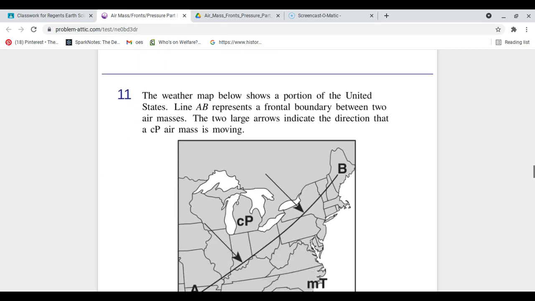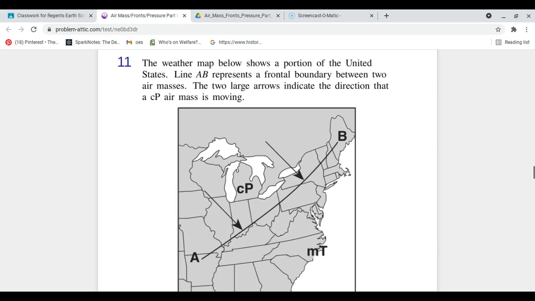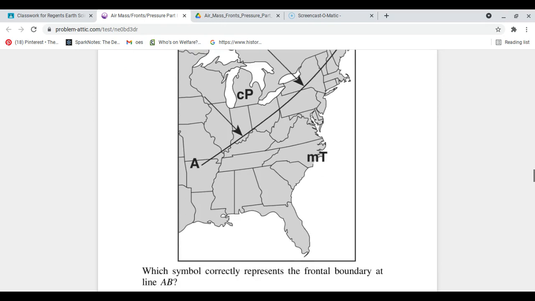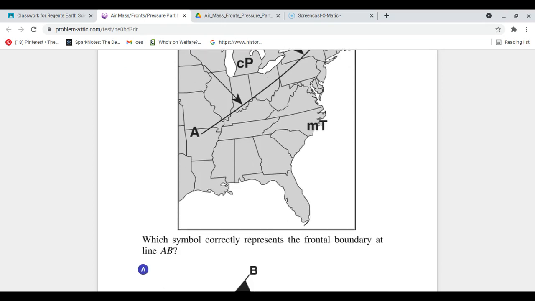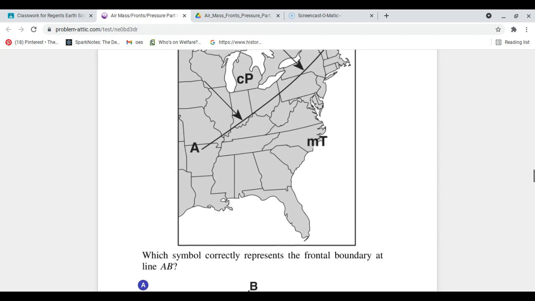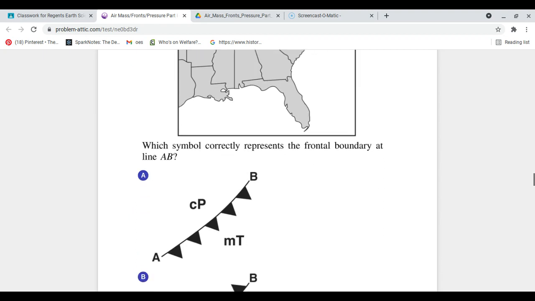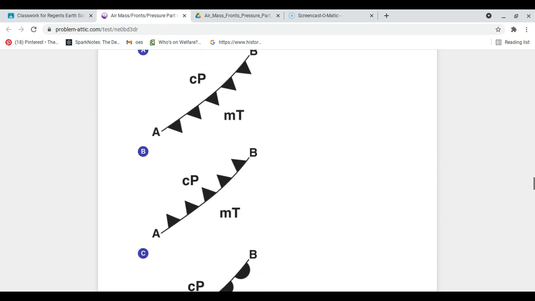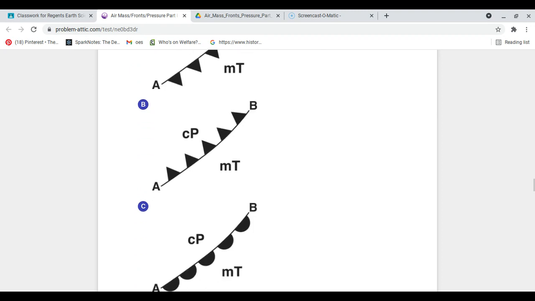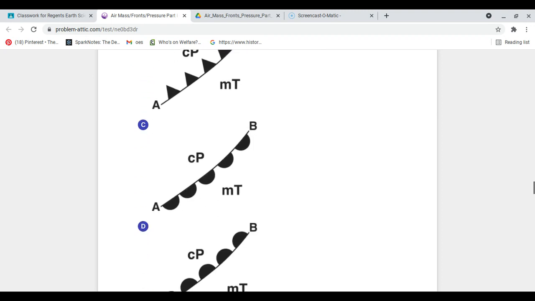Number 11. This shows a portion of the United States. Represents a frontal boundary between two air masses. Okay. Which symbol correctly represents the frontal boundary at A, B? It's continental polar. It's definitely not C, right? It's kind of a silly one. Continental polar.